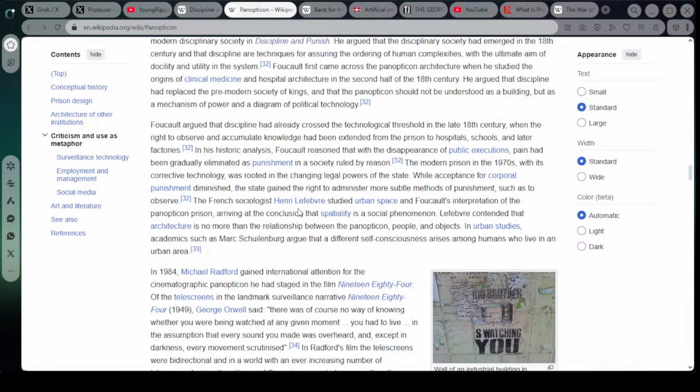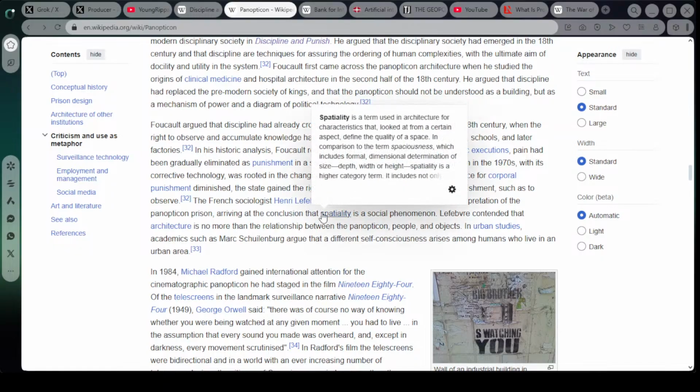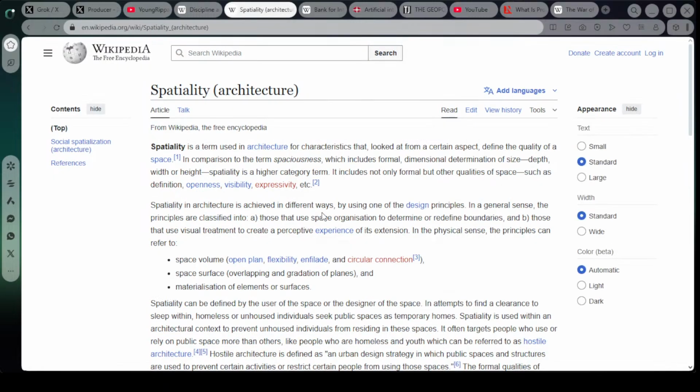All right, what do they mean by spatiality? It is a term used in architecture for characteristics that, looked at from a certain aspect, define the quality of a space, in comparison to the term spaciousness, which includes formal, dimensional determination of size, depth, width, or height. Spatiality is a higher category term. It includes not only the formal, but other qualities of space, such as definition, openness, visibility, expressivity, etc.